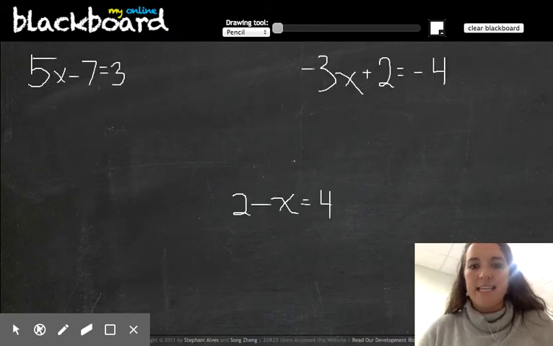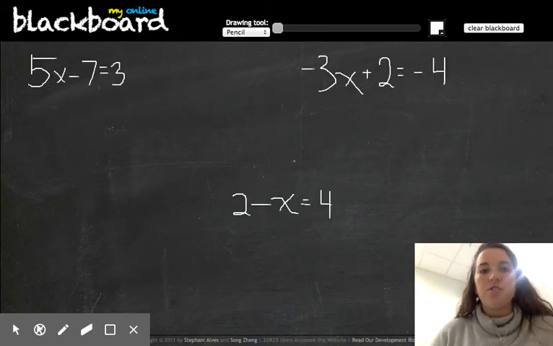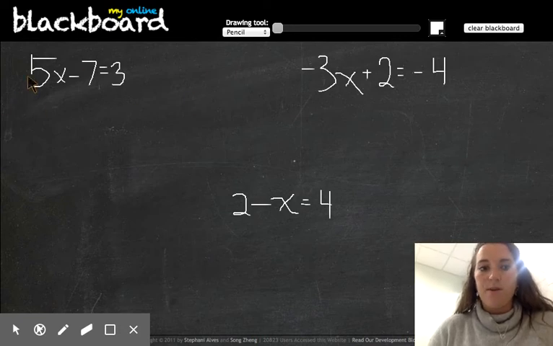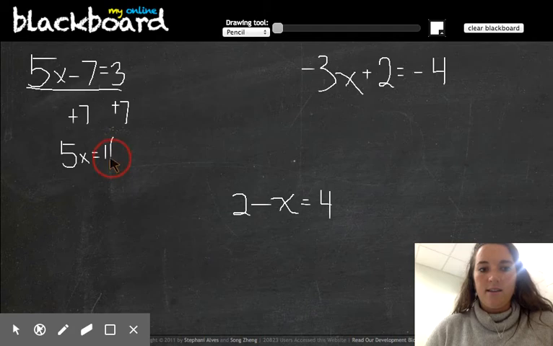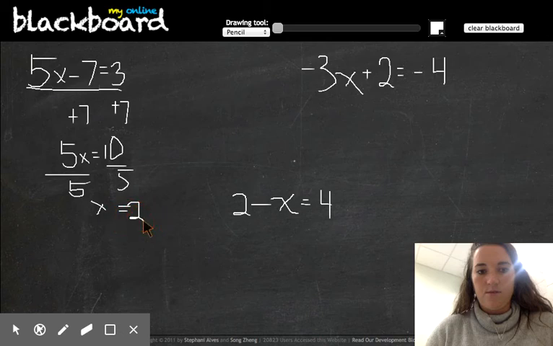Moving on to this next set of equations, when we do these, I want you to try them on your own first, and then we'll go through them. So try the first equation. What does x equal? To solve this equation, you should have added 7 to both sides. This cancels out. You would have been left with 5x equals 10. Then your last step is to divide by 5. You'll be left with x equals 2.